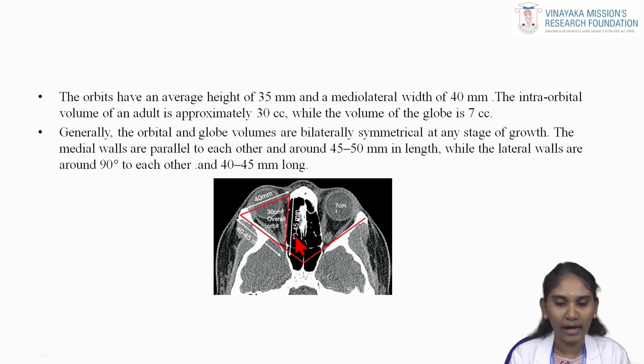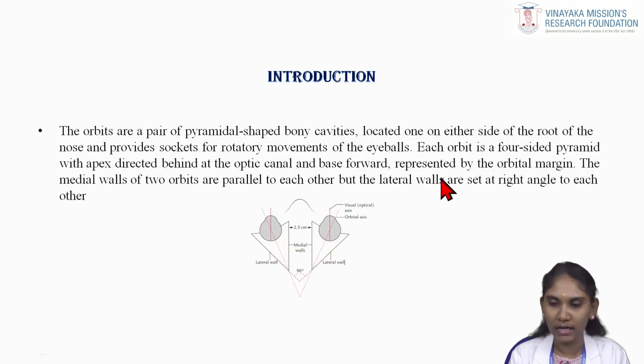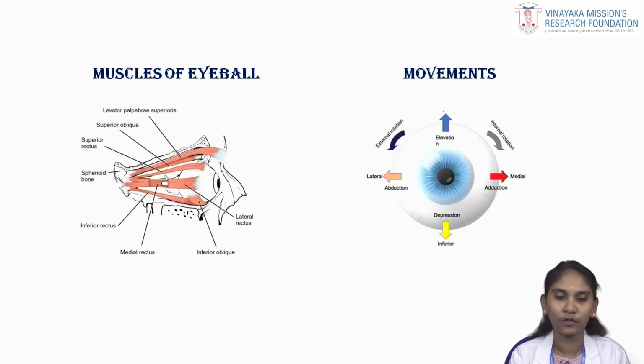The medial walls are parallel to each other and are around 45 to 50 mm in length, whereas the lateral walls are at 90 degrees to each other and are 40 to 45 mm in length. I hope you will understand from what we saw in the first slide: the medial walls are parallel to each other, whereas the lateral walls are at right angles to each other. And then the muscles of the eyeball.